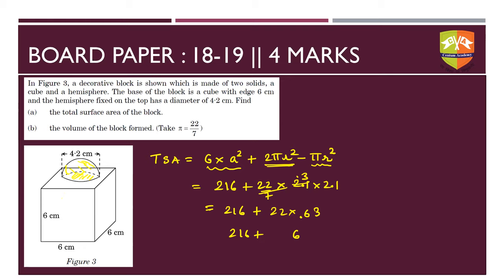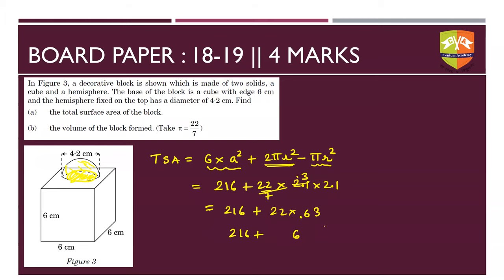The total cube, and on top of it the dome has to be added. That's it. And then you have to take away pi r square. So don't go by formula. If you go by TSA, then you have to remove 2 into pi r square. Understood? If you go by the formula of hemisphere TSA, then you have to remove twice that circular common area, this area. Understood? So I have not gone by the formula, I have just gone by the construction.